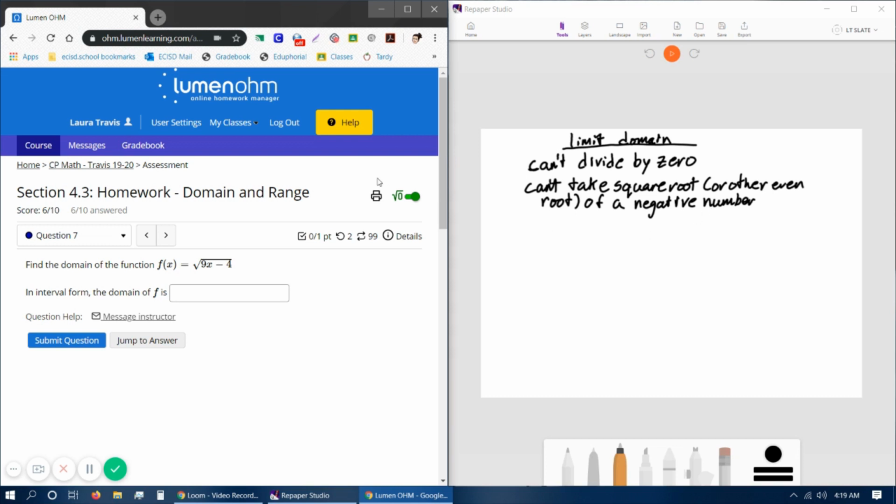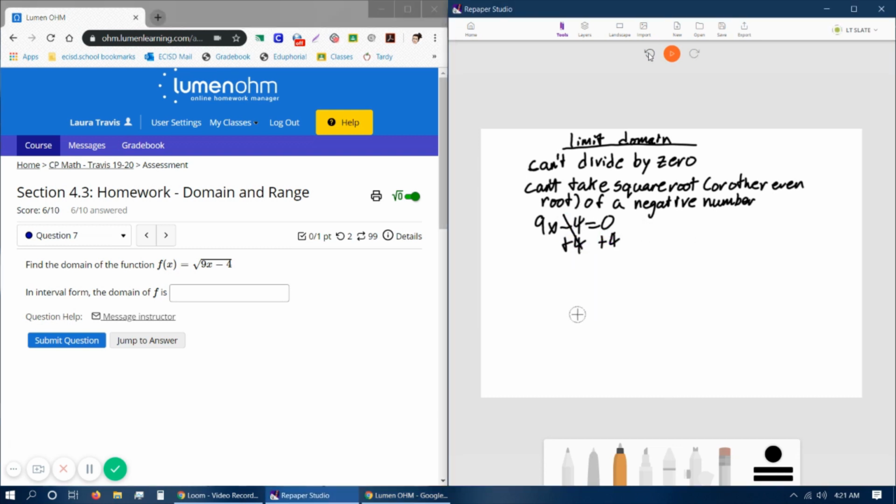This means I need to set whatever expression is inside of the square root equal to 0 and solve for x. I will then know the smallest x value in the domain of this function. I'll set it up as 9x minus 4 equals 0. The first thing I need to do is move the negative 4, so I'll add 4 to both sides of the equation. The 4's on the left will cancel out, giving me 9x equals 4. Now I need to divide both sides by 9.